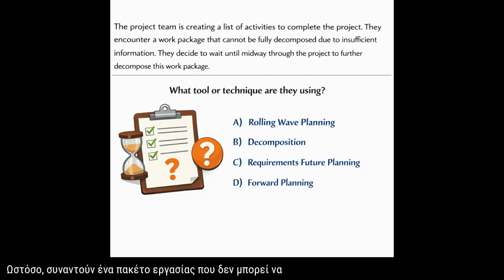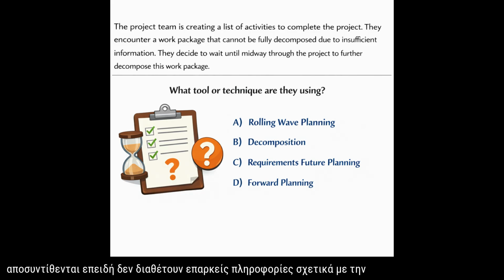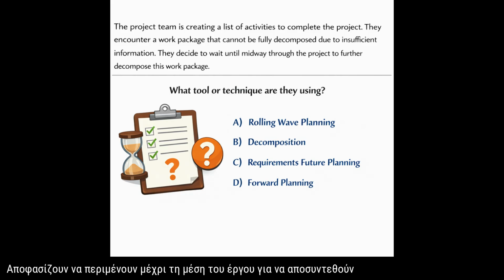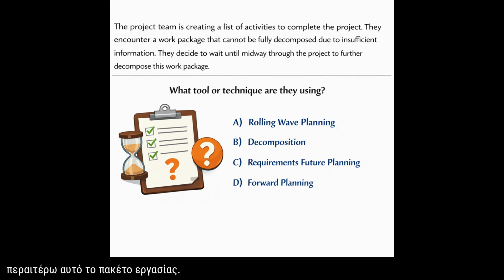The project manager and team are working to create a list of activities needed to complete the project. However, they encounter a work package that cannot be fully decomposed because they lack sufficient information about the work. They decide to wait until midway through the project to decompose this work package further. What tool or technique are they using? A. Rolling wave planning. B. Decomposition. C. Requirements future planning.